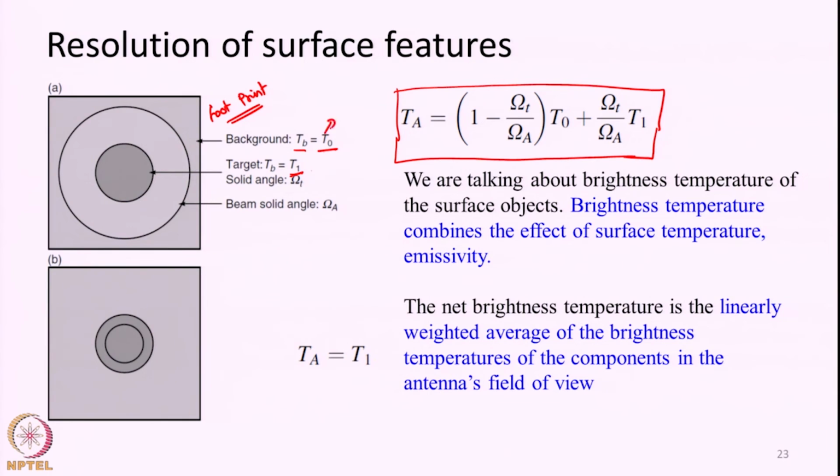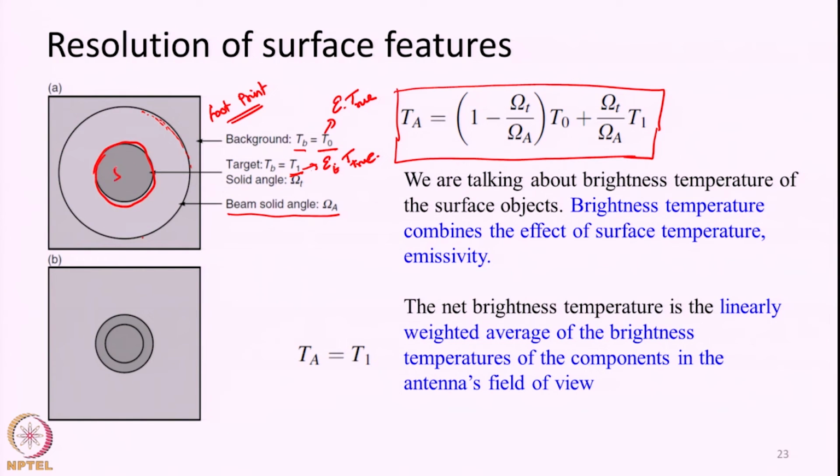That is the product of the emissivity of that particular object multiplied by its true temperature. Similarly, for the target also, this is the product of the emissivity of the target and its true temperature. So, these are brightness temperatures. The total solid angle subtended by the sensor in one go is this, among which the solid angle subtended by the target is a small fraction of it, say omega T.